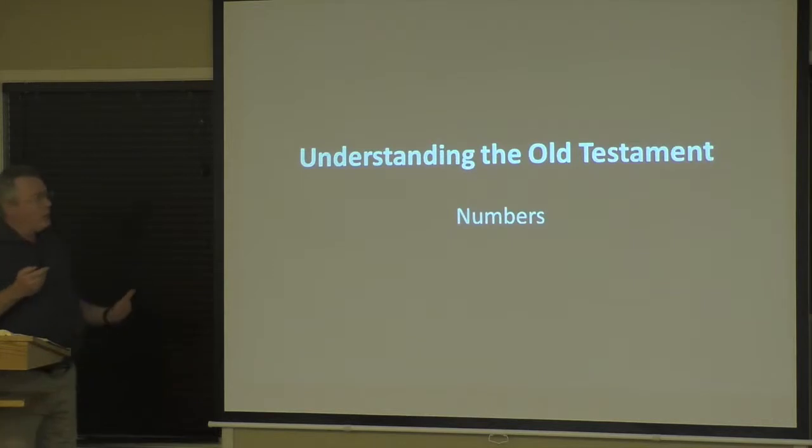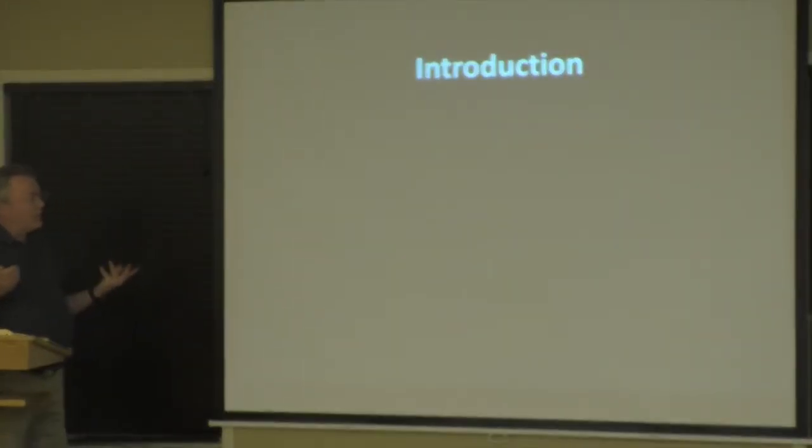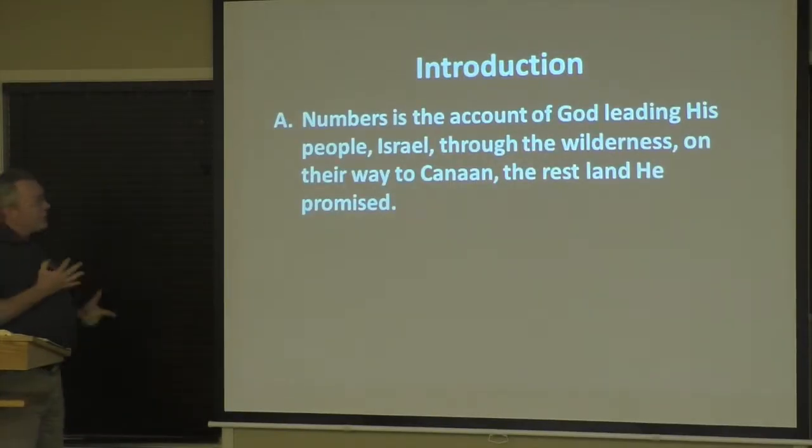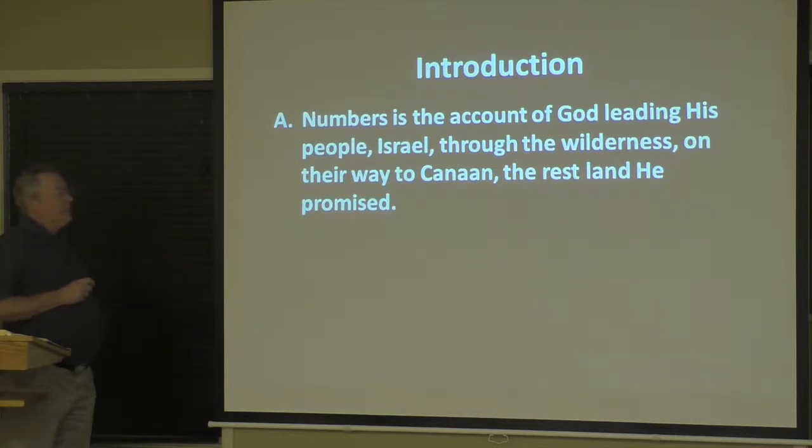That's why we call the book Numbers, because God takes the opportunity through Moses to number the people. So if we want to take a look at Numbers in an introductory way and in a summary way, we would say this. We would say that Numbers is the account of God leading his people, that's Israel of course, through the wilderness on their way to Canaan, which was of course the rest land that he promised.